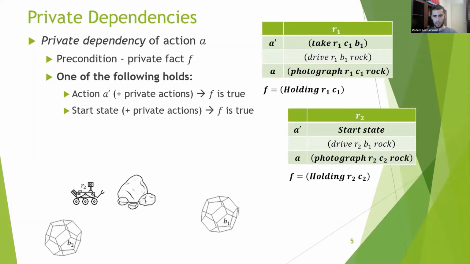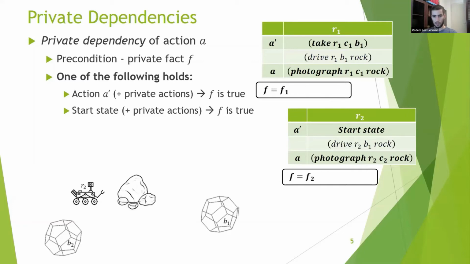Instead of calling the private facts by their meaningful names, which are in this case holding R1 C1 and holding R2 C2, we have created artificial facts to represent the dependency without revealing the meaning of the private facts of the agent, such as F1 and F2 in this slide.